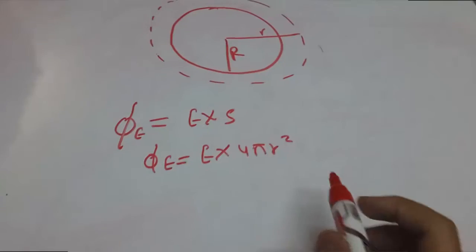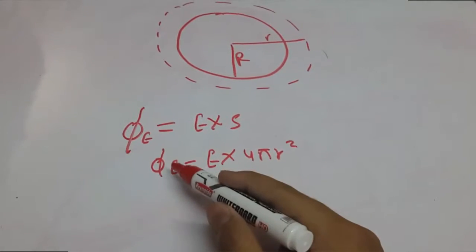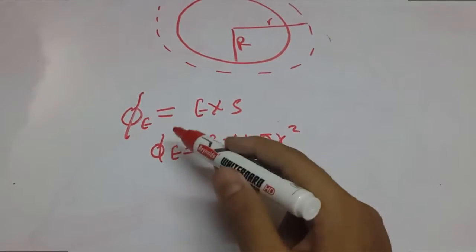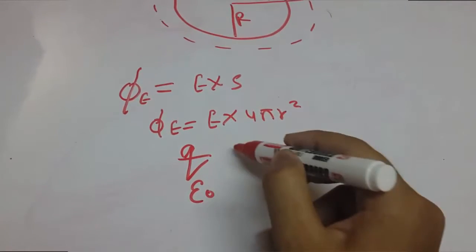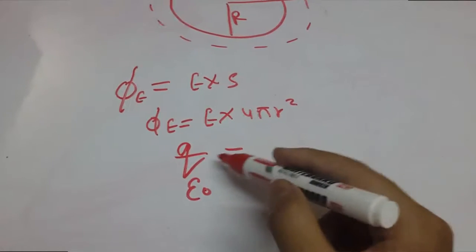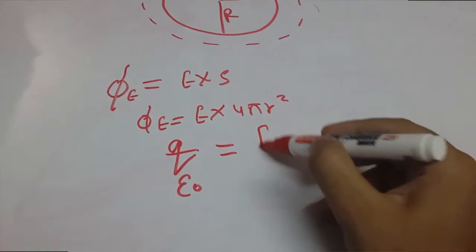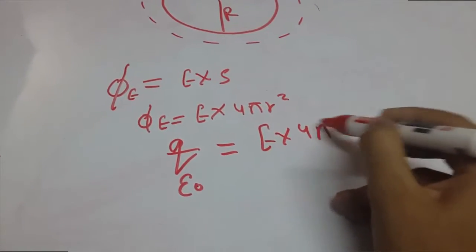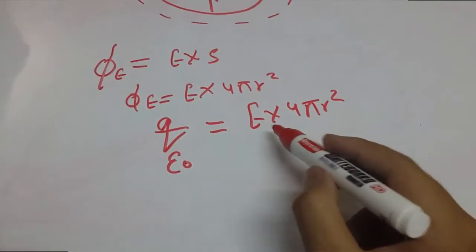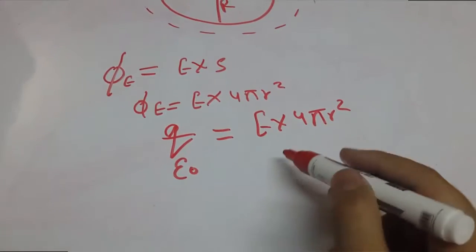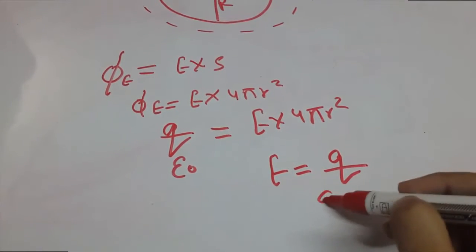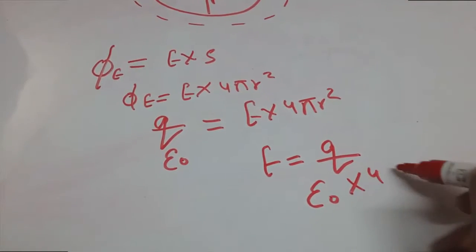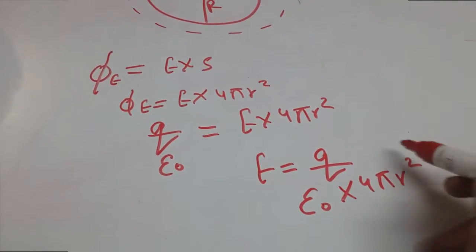We know that the electric flux is also equal to Q by epsilon naught. So by putting the value of electric flux here, we get Q by epsilon naught equals E into 4 pi r square. Now by taking the values to the left side, the electric field would be equal to Q by epsilon naught into 4 pi r square.